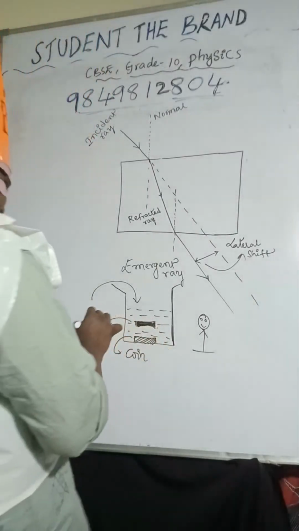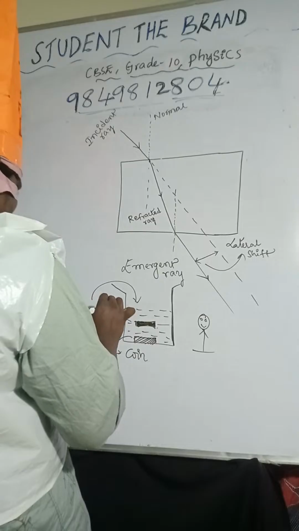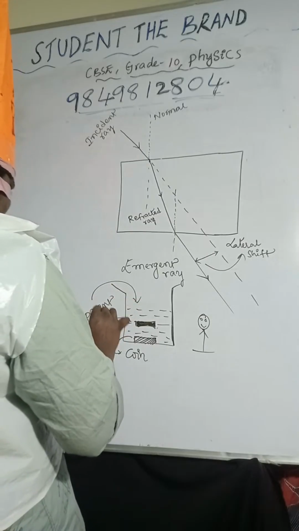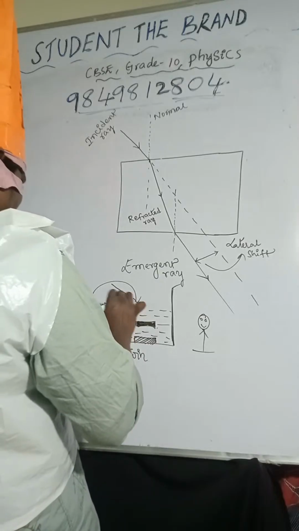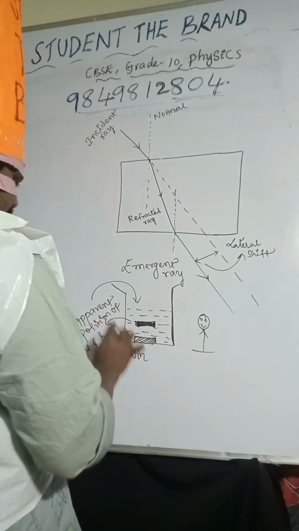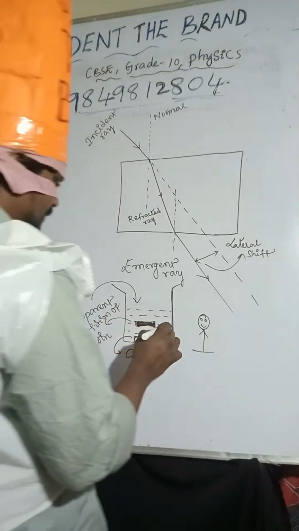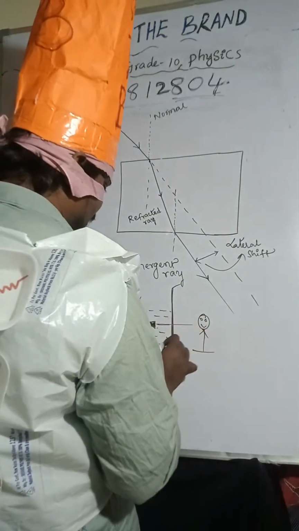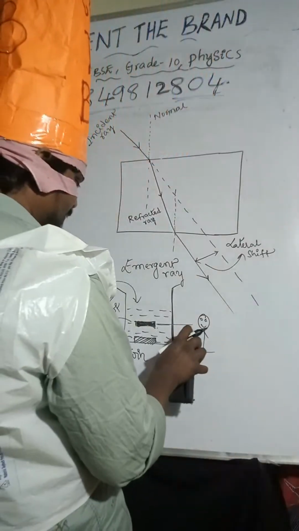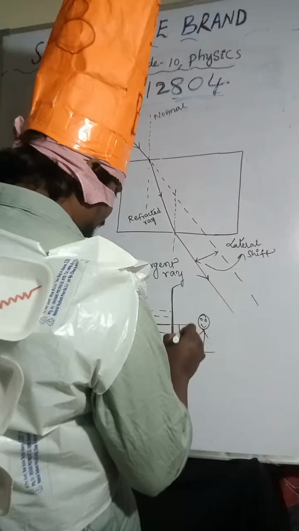So this is the apparent position of the coin. This is the actual position, this is the apparent position. After pouring water, we are able to see the coin. So this distance is called vertical shift.